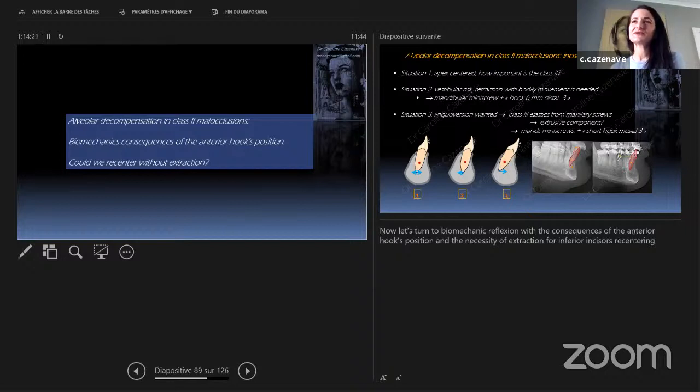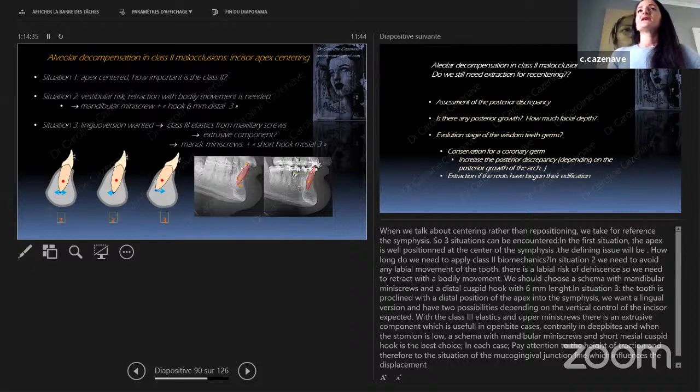Now, let's turn to biomechanics reflection with the consequence of the hook's position, the necessity of extraction for inferior incisor recentering. When we talk about centering rather than repositioning, we take for reference the symphysis. I mean all the bone. So 3 situations can be encountered. In the first situation, the apex is well positioned at the center of the symphysis.